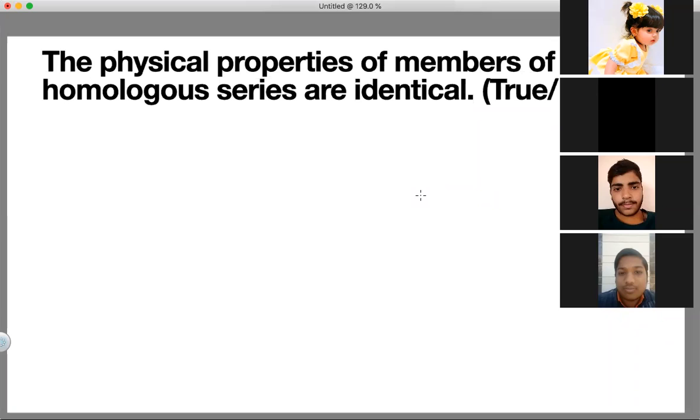The physical properties of members of a homologous series are identical. True, false? False. What is the correction? Chemical properties are identical. Very true. What about the physical properties? How will you correct the sentence maintaining physical properties in the sentence?